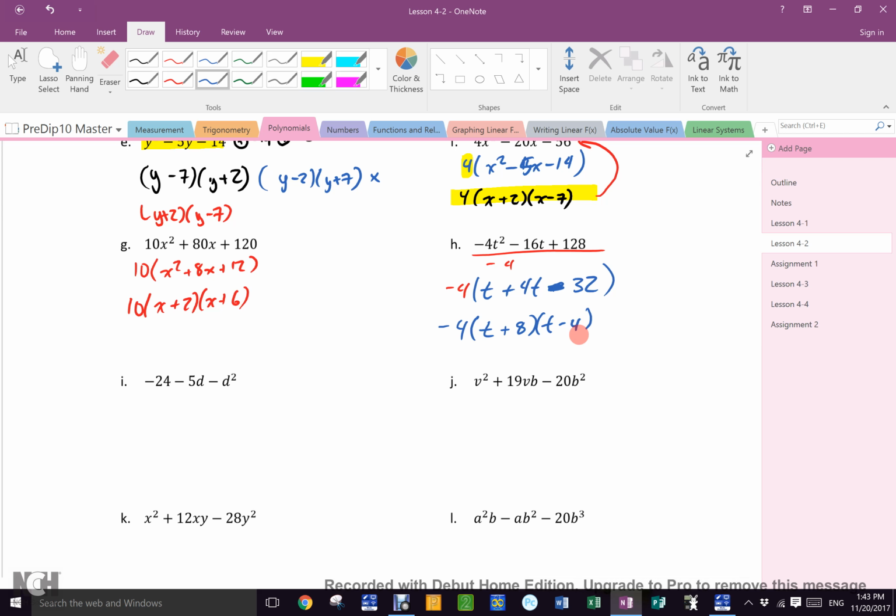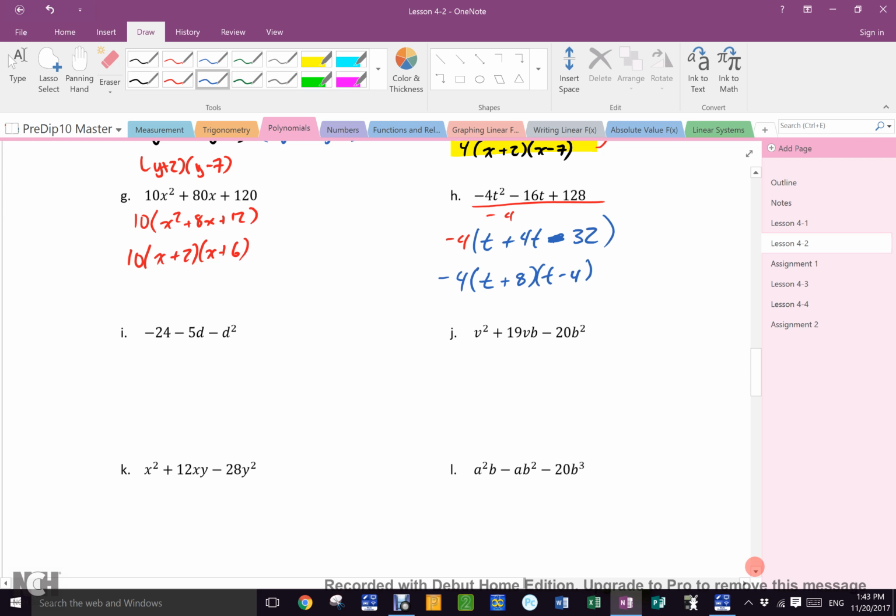Okay. What's different about I? Oh, it's backwards. So you want to do what with it? What are you allowed to do? If you keep the signs the same, you can do negative d squared minus 5d minus 24. Do we like both exponents on the front? The negative. So we're going to take out the negative, giving us d squared plus 5d plus 24.